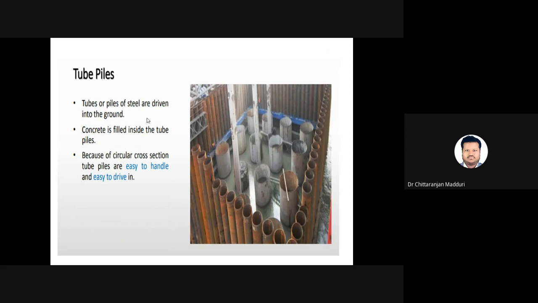Tubes or piles of steel are driven into the ground. Concrete is filled inside the tube piles. Because of the circular cross section, tube piles are easy to handle and easy to drive in. So tubes are inserted into the ground. Then the tubes are filled with cement concrete after placing the reinforcement.